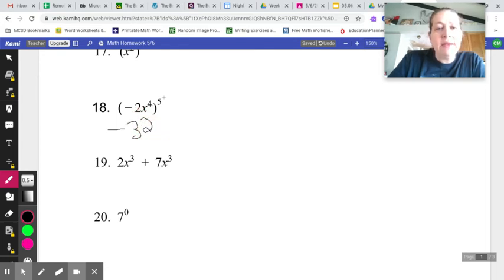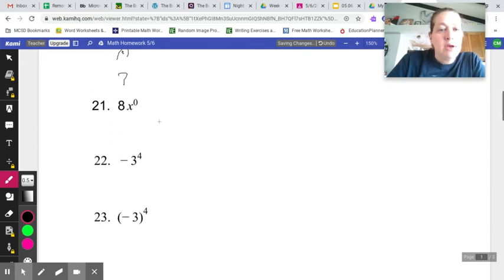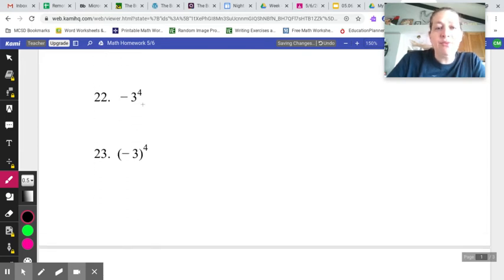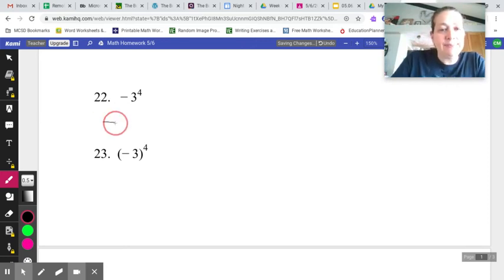Okay, and then this time we're going to multiply the exponents. So 5 times 4 is 20. Okay, number 20. Anything to the 0 power is 1. So 7 times 1 is 7. Okay, negative 3 to the fourth is negative 81.